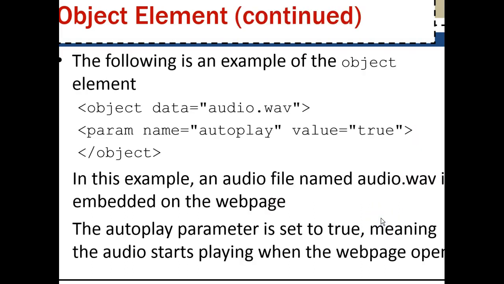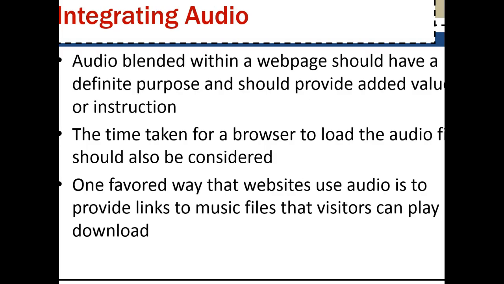So let's look at the example here. You have the object with data audio.wave, and then your param would be autoplay, with value true. This is your audio file, and autoplay is the parameter that you set for that param. So what does that mean? Autoplay means it starts automatically when the web page opens up.